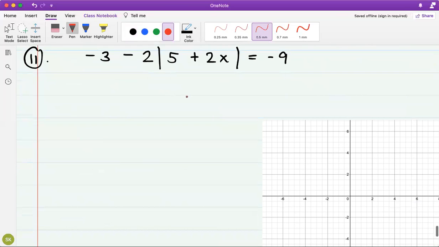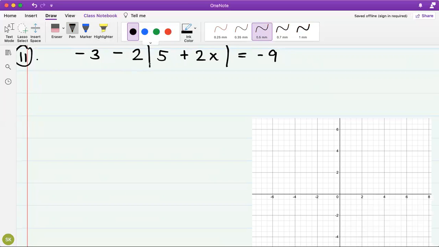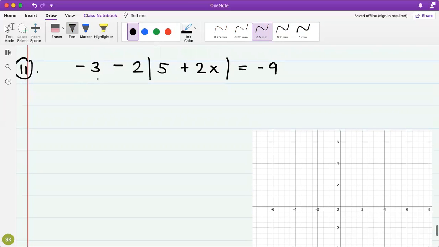Okay, here's the last one. Let's see what kind of answers we get. I don't really think we need, this is a little too complicated to graph, so let's not even worry about graphing it. Let's just do the algebra. So what we need to do is isolate the absolute value. The only thing we want on the left-hand side is the absolute value of something. Notice I have a -3 here. I'm going to add 3 to both sides.